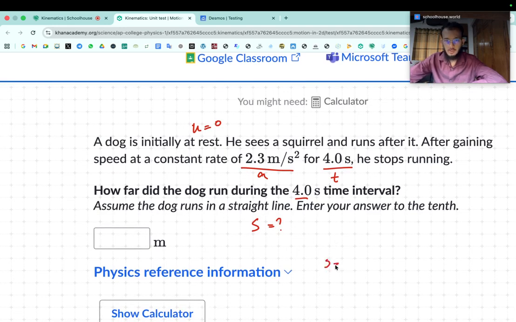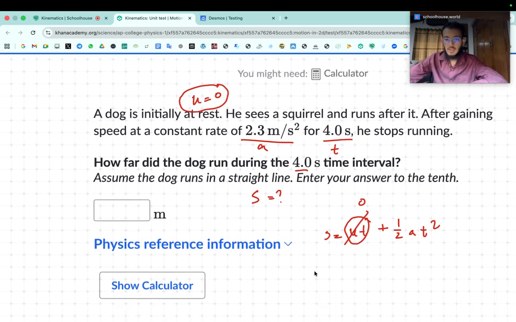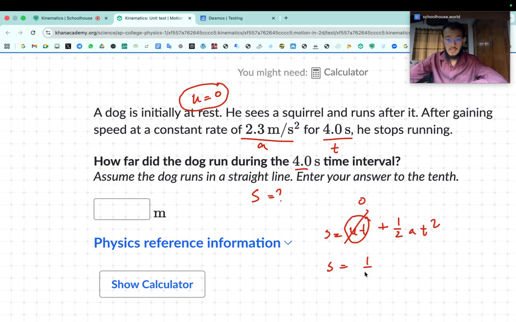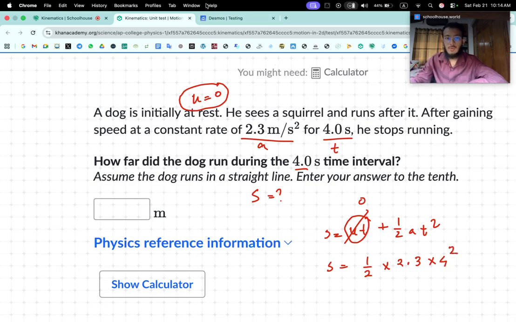Okay, so we know that s equals ut plus half at squared, and u is 0 because the dog starts from rest, and if you have a 0 multiplying with t, the entire thing becomes 0. So essentially s equals half times acceleration, which is 2.3, times the time, which is 4, squared. So half times 2.3 times 4 squared.